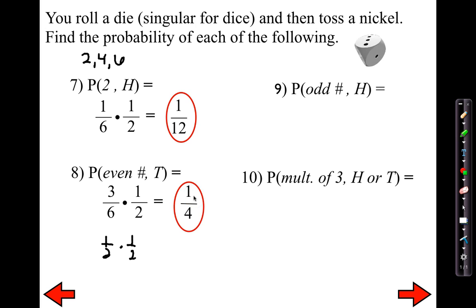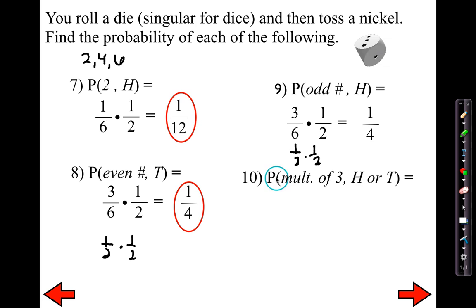Now, at this point, I'd like you to pause the video and try number 9 and 10 by yourself. Okay, so for number 9, the probability of rolling an odd number, you guessed it, it's 3 out of 6. The probability of getting heads is 1/2. If you reduce this fraction, you should get 1/2 times 1/2, which gives you 1/4.